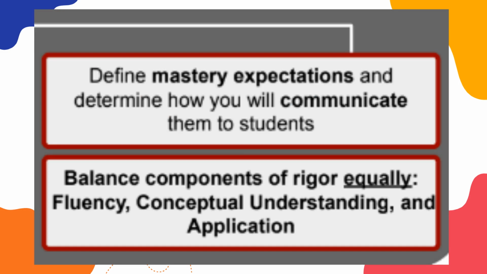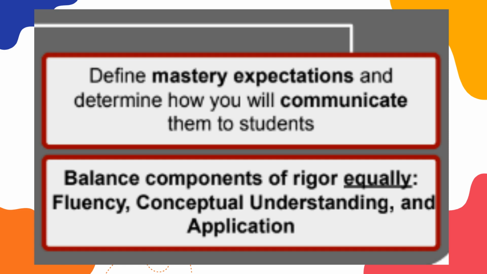Define mastery expectations and determine how you will communicate them to students. This is important. Students need to know what they need to do to succeed in that lesson and what they need to do to determine that they have nailed it, that they have got the concept and that they are ready to move on. You can do this by working backwards. State the expectation first and then show them all the steps that it takes them to get to that expectation.